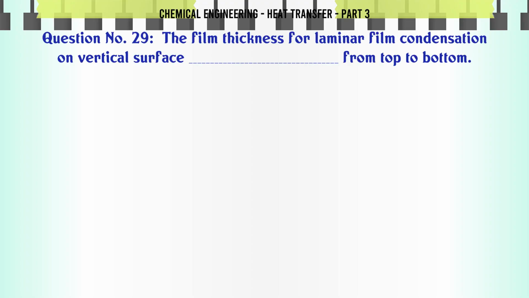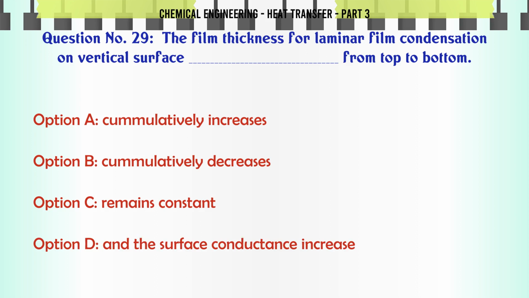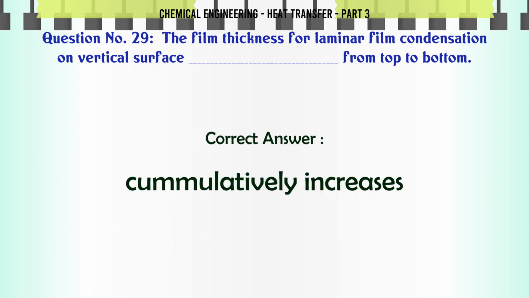The film thickness for laminar film condensation on vertical surface from top to bottom. A. Cumulatively increases. B. Cumulatively decreases. C. Remains constant. D. And the surface conductance increase. The correct answer is cumulatively increases.